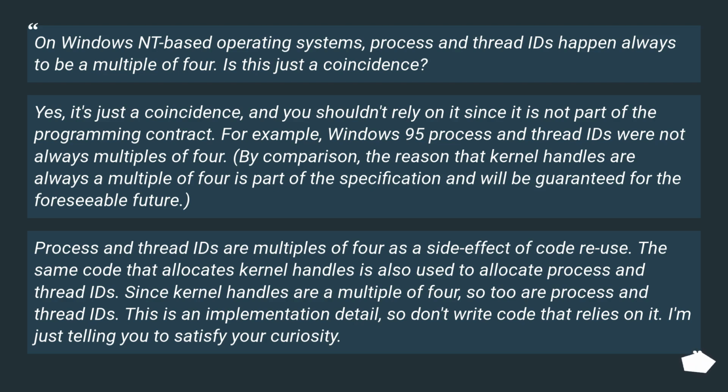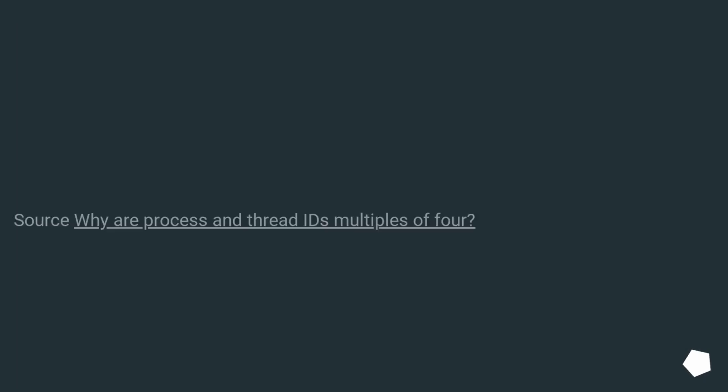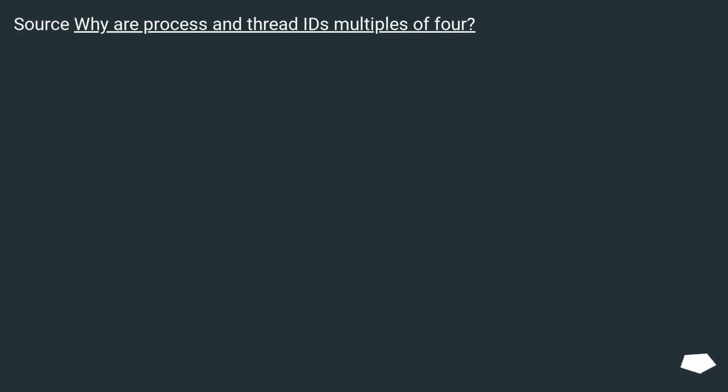This is an implementation detail, so don't write code that relies on it. I'm just telling you to satisfy your curiosity. Source: Why are process and thread IDs multiples of 4?